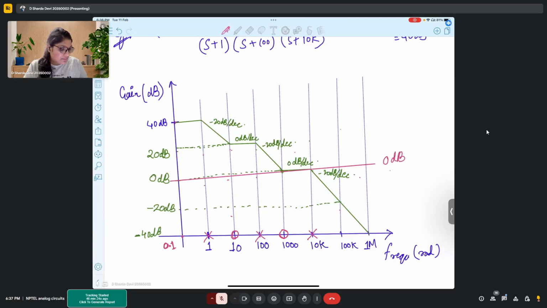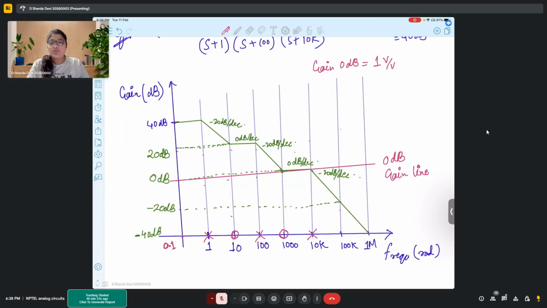The 0 dB gain line. Okay, so let's understand one thing. When we say gain is 0 dB, it means 1 volt by volt. So 1 volt by volt gain, what does that mean? That is V out equal to V in.